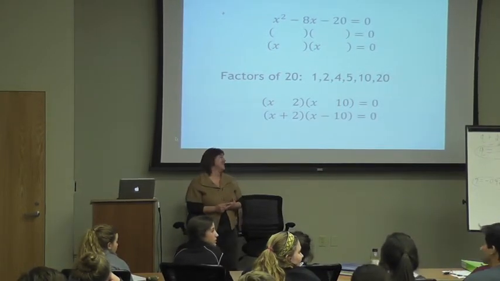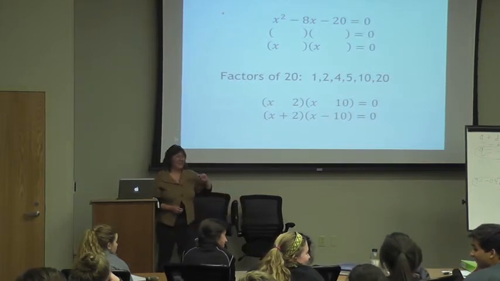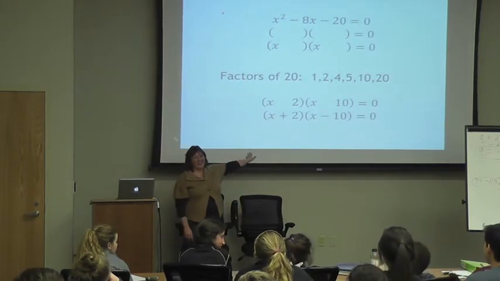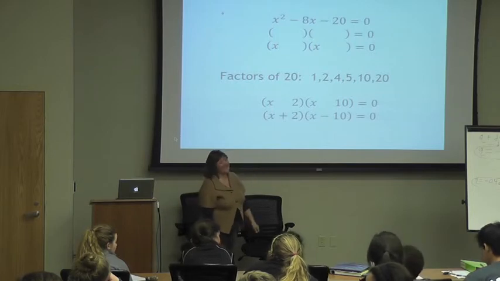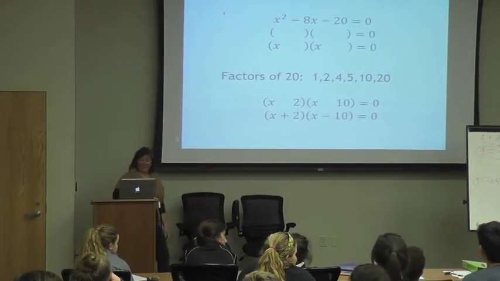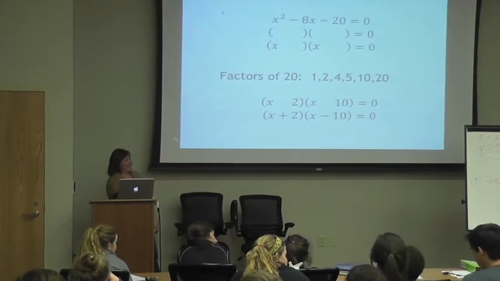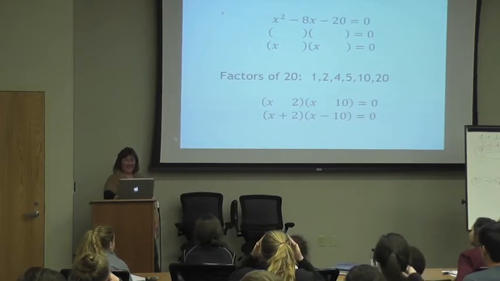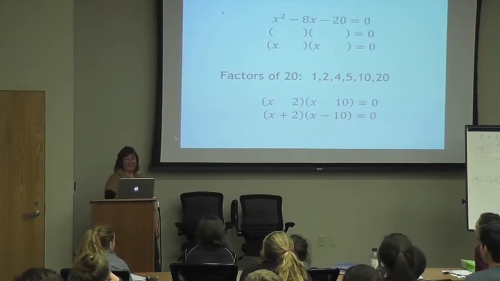That tells us that when we put it in our final form, we get x plus 2 times x minus 10 equals 0. I tell you, we are done. Thank you for being here.